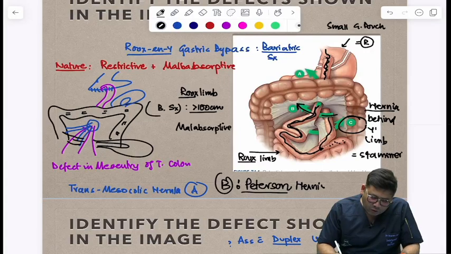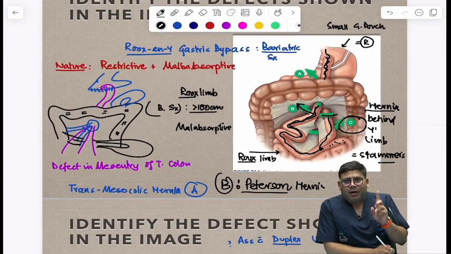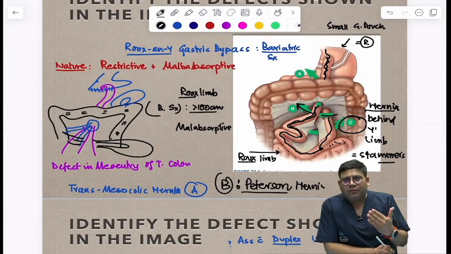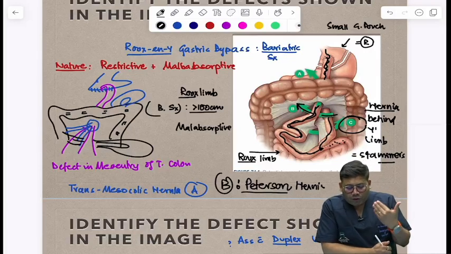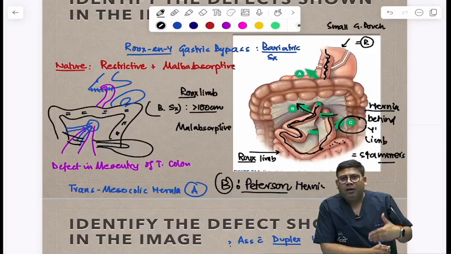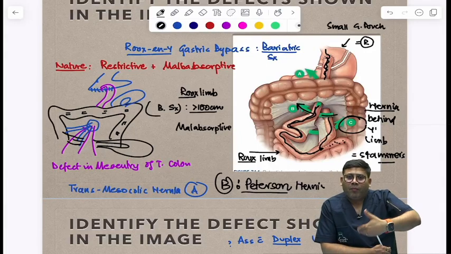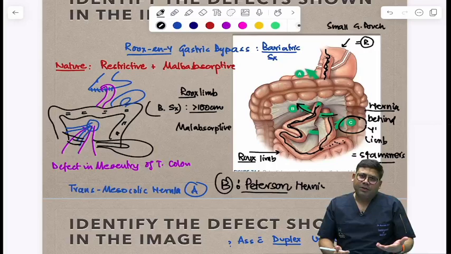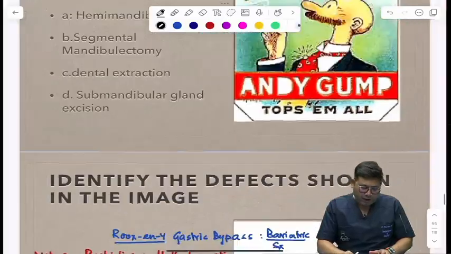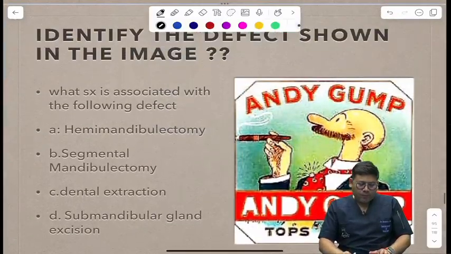So students, which three hernias did we see? The transmesocolic via the transmesocolic defect; Peterson's via the defect between the mesentery of the transverse colon and the Roux limb. What is Stemmer's hernia? It is the hernia between the Y limb and the mesentery. So these are the three classical internal hernias that we see. Let us move to the next question.